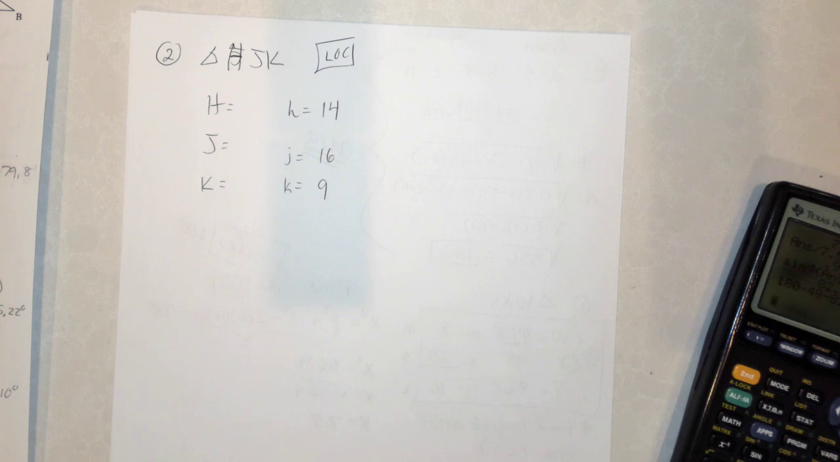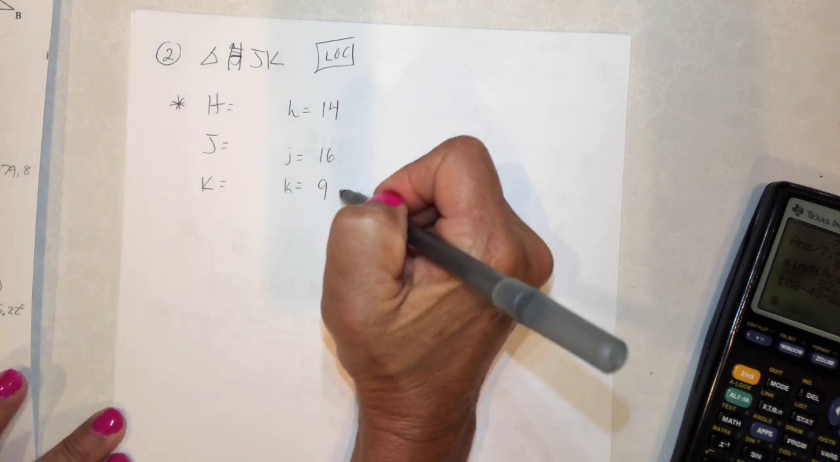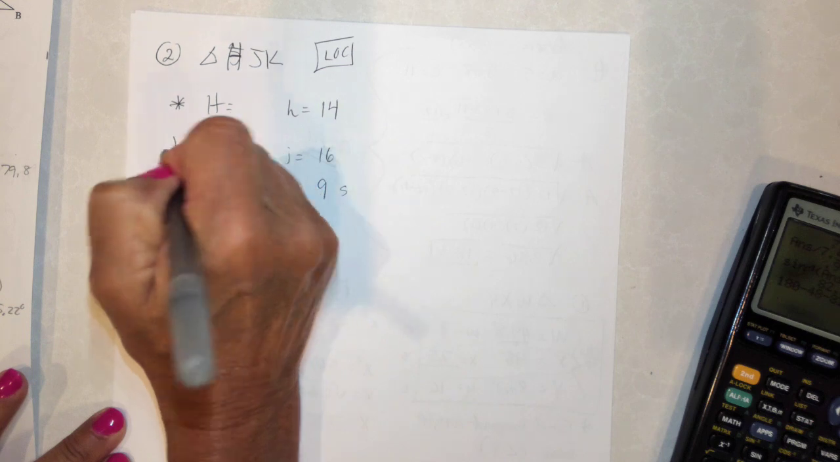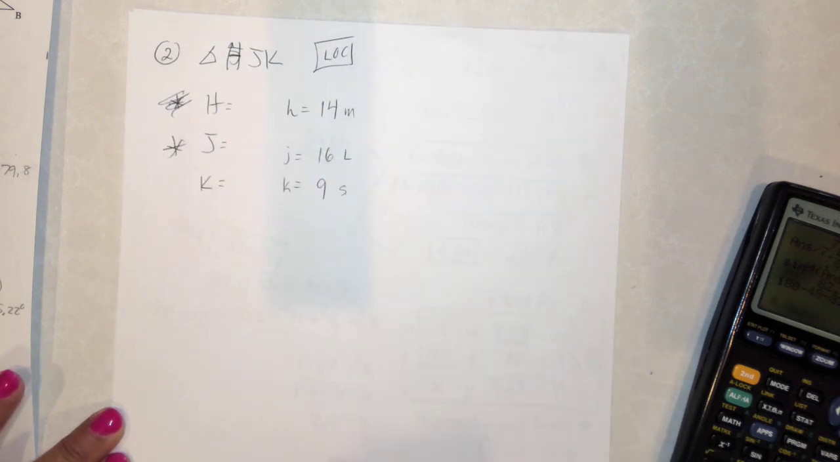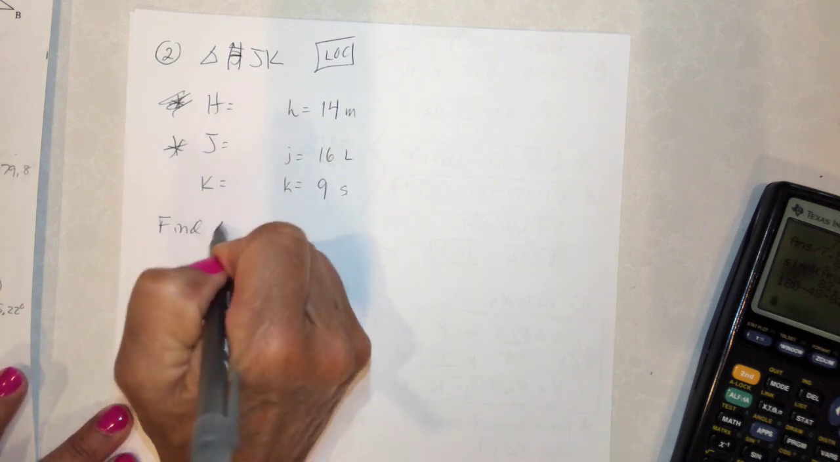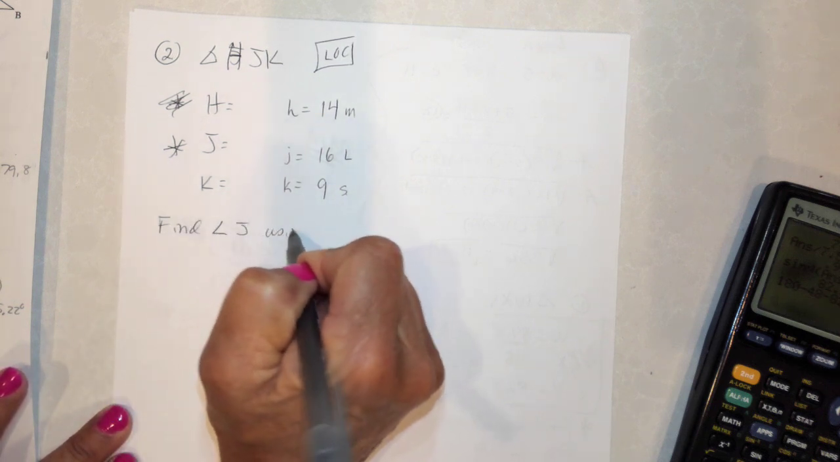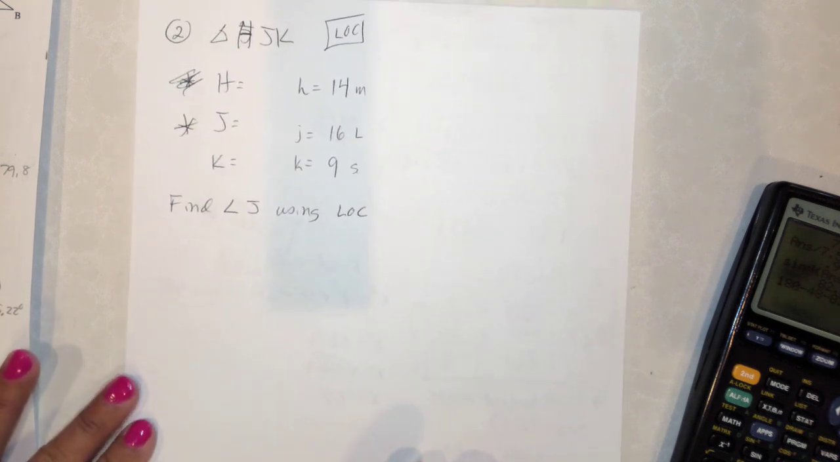So I need to pick an angle to find first, and I'm going to take my own advice from the previous problem and find the largest angle first, which I know is going to be h because this is my short, I lied, it's going to be j because this is my short, medium, and long side. So the first thing that I have to do is find angle j using the law of cosines. Now, this is going to be a little tricky.